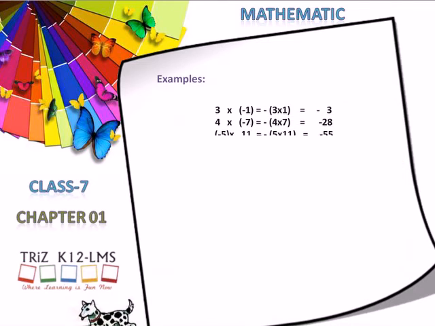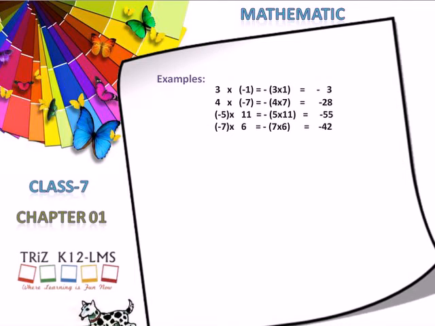Examples. 3 into minus 1 is equal to minus (3 into 1) is equal to minus 3. 4 into minus 7 is equal to minus (4 into 7) is equal to minus 28. Minus 5 into 11 is equal to minus (5 into 11) is equal to minus 55. Minus 7 into 6 is equal to minus (7 into 6) is equal to minus 42.